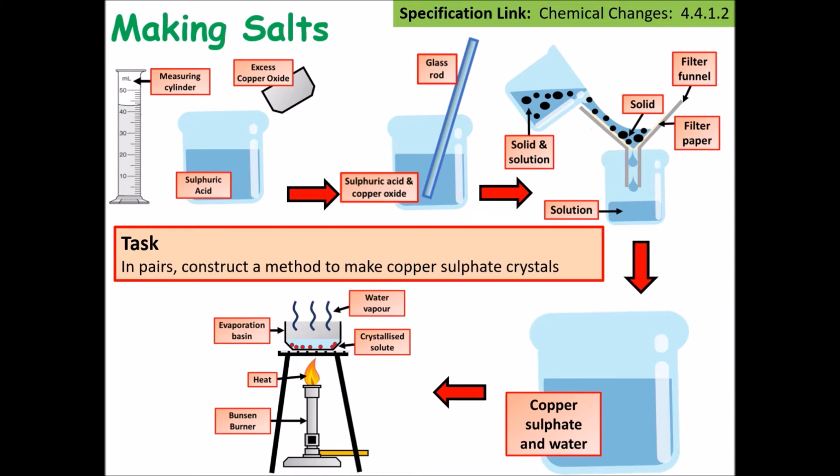To remove the water from the copper sulphate, you could either evaporate it off or use a Bunsen burner to boil it off. The next short clip will show you how this can be done in real life.